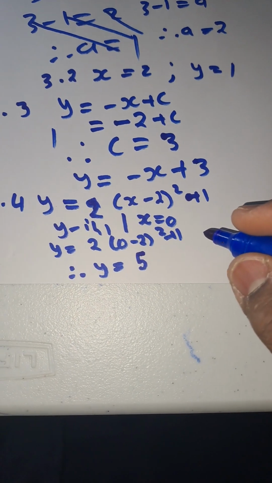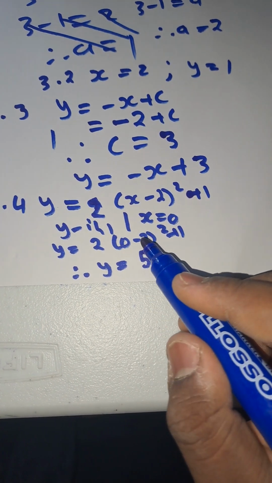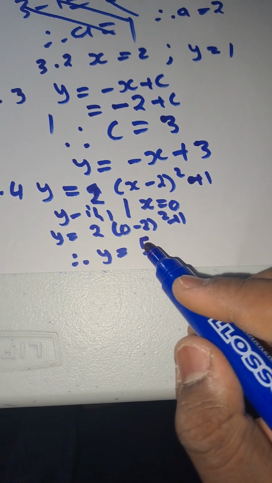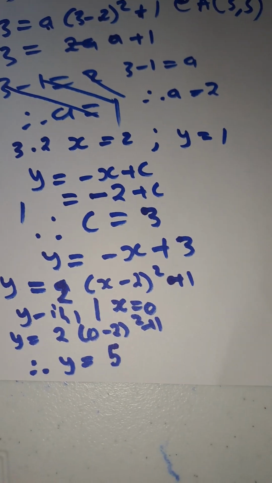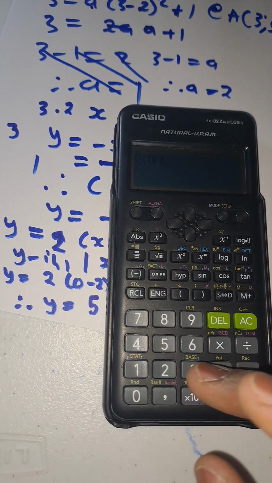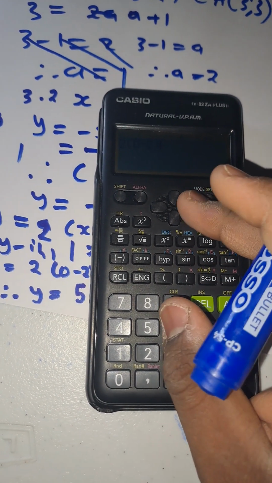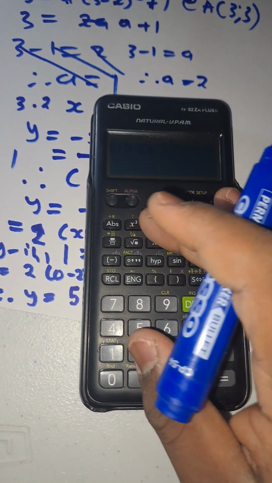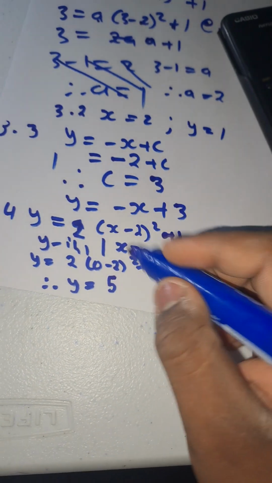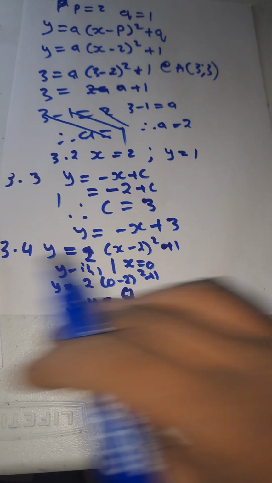Is it 5, guys? I think I'm lying. What is 0 minus 2 squared? Let's check on our calculator. 2 times (0 minus 2) squared plus 1. I get 9, so it means I was wrong. My answer is 9. Now let's go to the next question.